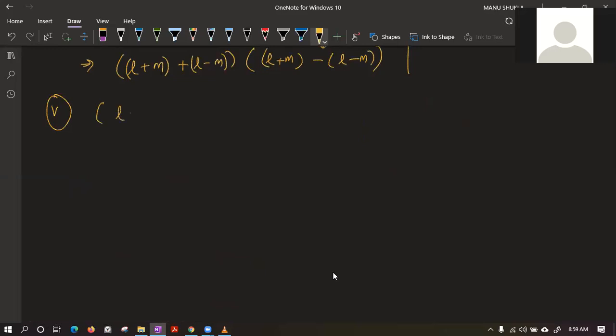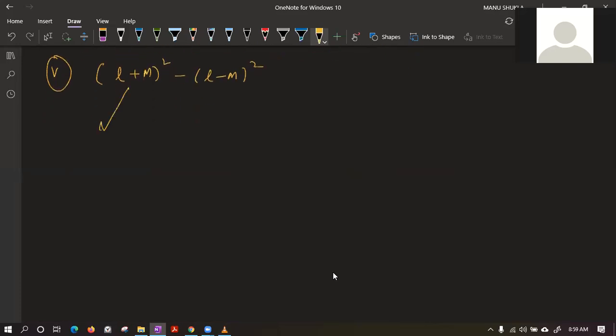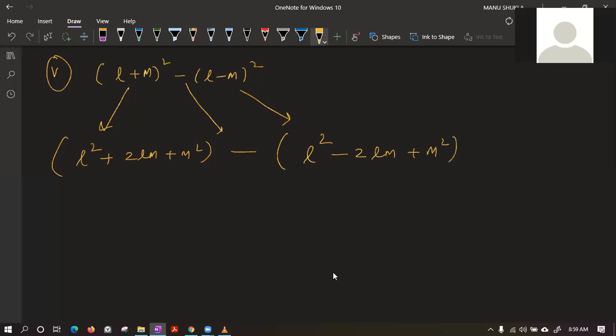The question is L plus M whole square minus L minus M whole square. Let us simplify this and see what the answer is. We know the first formula, L square plus 2LM plus M square. Then we have a minus sign. Then we have to open this in a bracket, L square minus 2LM plus M square. Class, I'm again reminding you, whenever you have a negative sign, be extra careful because a negative sign is like fire. If you handle it carelessly, it may hurt you.